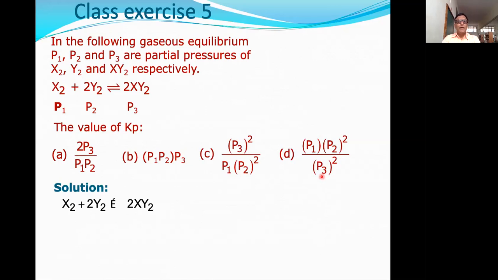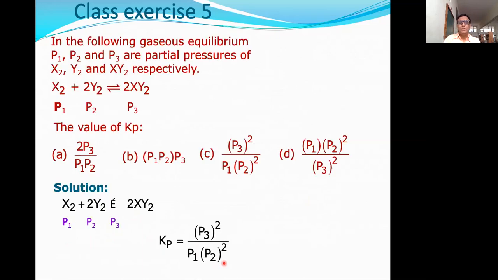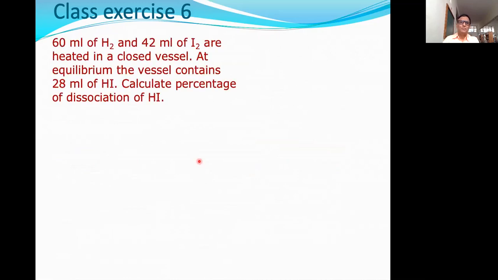We have given the reaction X2 plus twice Y2 gives twice XY2. This is the reaction. And here pressures are P1, P2 and P3. We have the expression for this reaction as Kp is equal to in bracket P3 square divided by P1 in bracket P2 square. That is the answer. Next example.